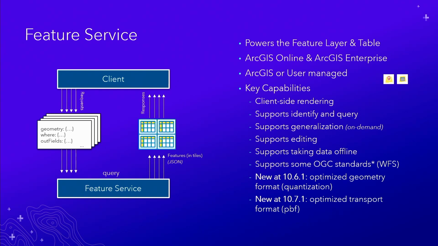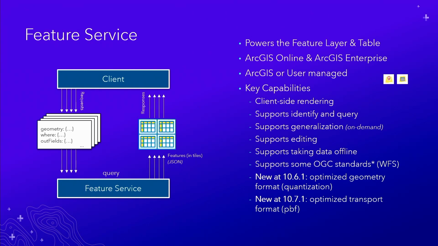Feature service is supported in both ArcGIS Enterprise as well as ArcGIS Online, and can be published on top of either user-managed data that's registered with ArcGIS Enterprise, or ArcGIS managed data that you publish as a hosted service and store in the data store, the ArcGIS data store.